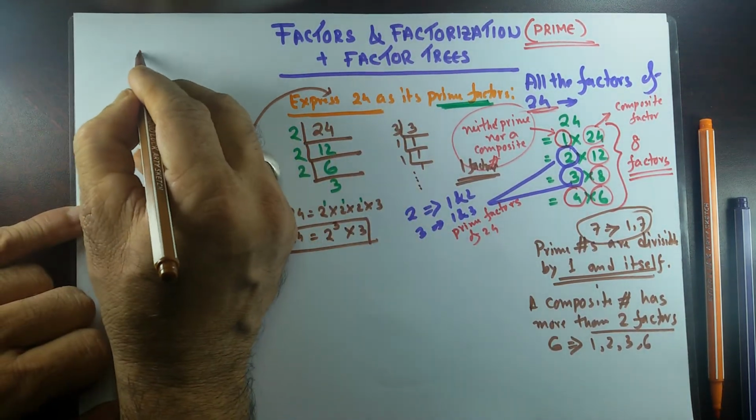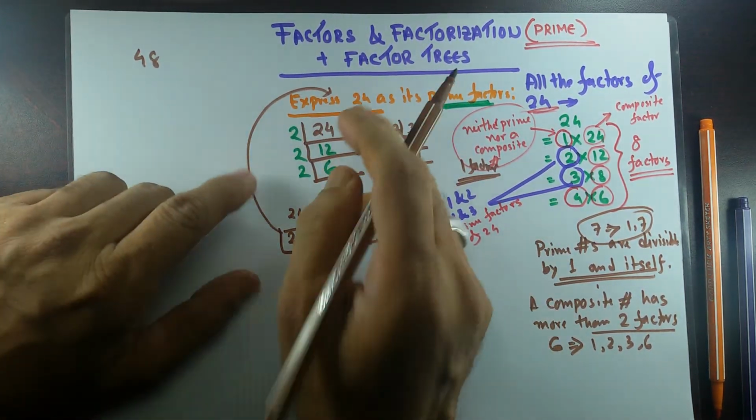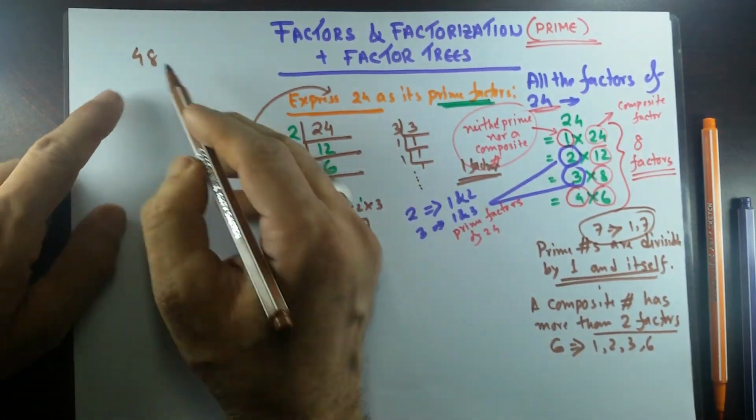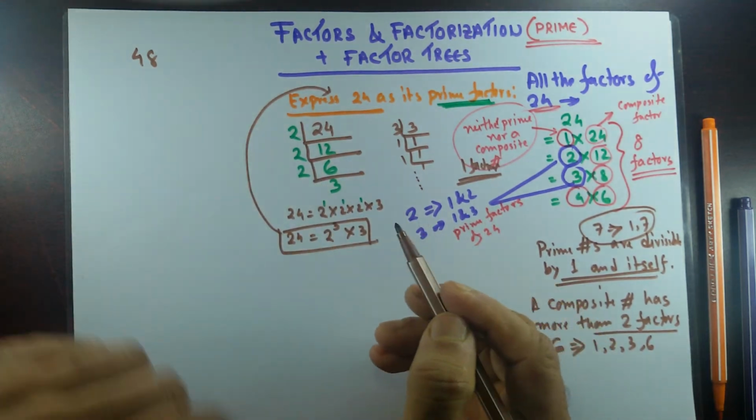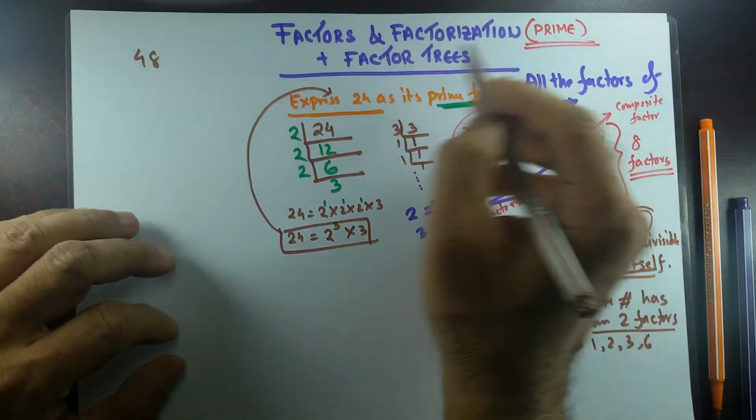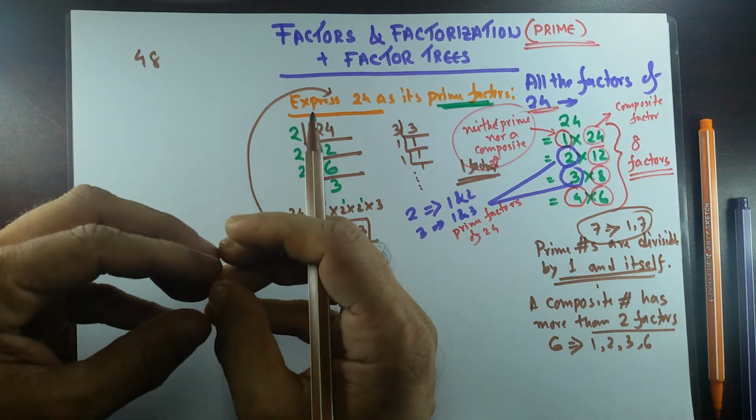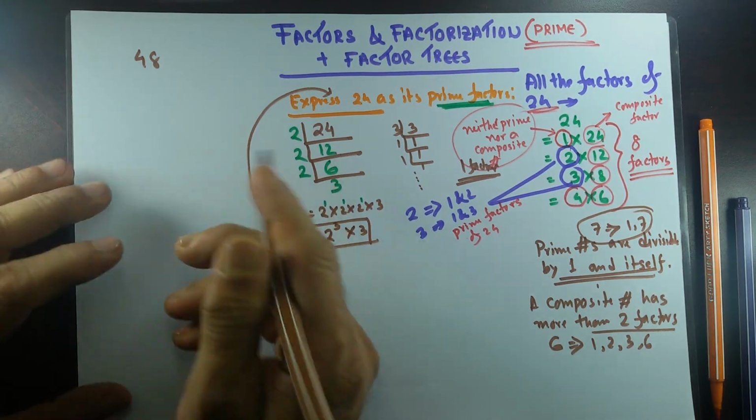Let's try with 48. I'm going to find the factor tree of 48. Factor tree means that we have to somehow find all the prime factors of 48. That's prime factorization too. At the end, you're going to have all the factors that are prime. Okay, now how to do that?